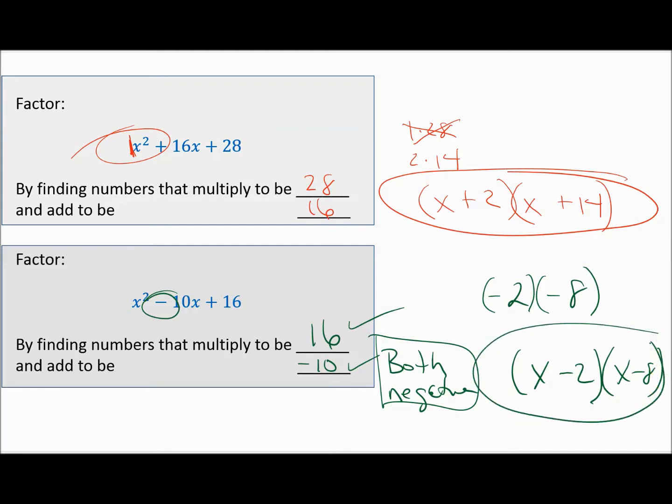All right, so from this, what I want you to realize is if all your signs are positive in your problem, like the red problem here, then your two numbers will be positive. On the other hand, if it adds to be a negative number but multiplies to be a positive, then both of your numbers are going to be negative. And that's not the only cases that we have. We have two other cases to think about as well.